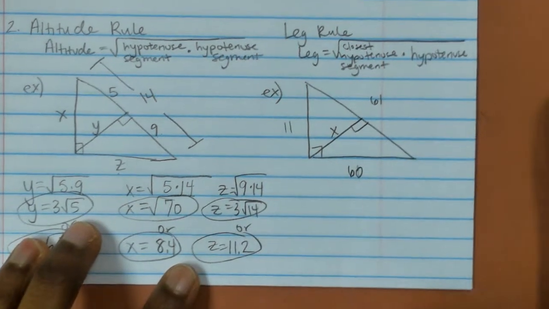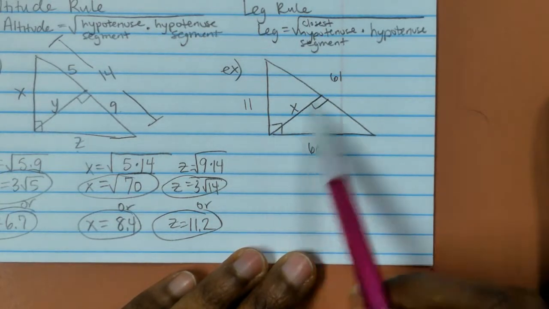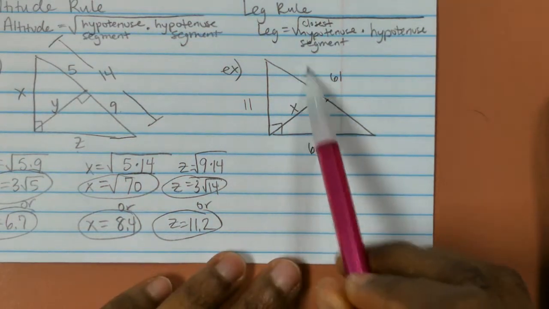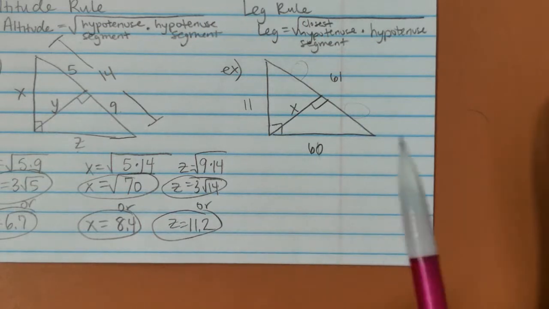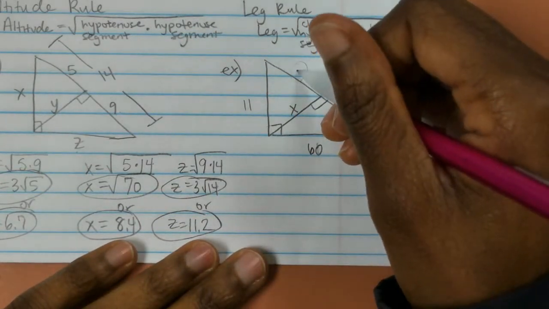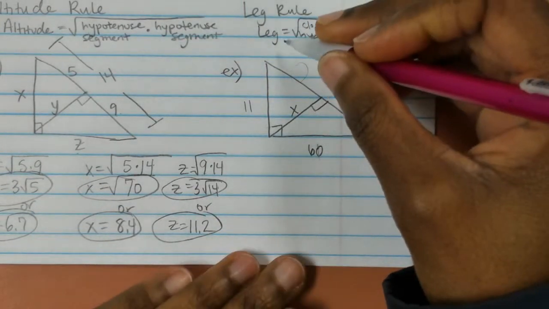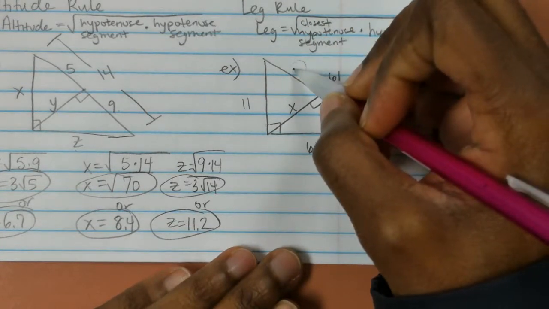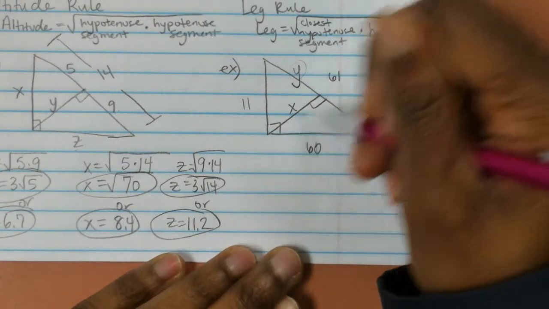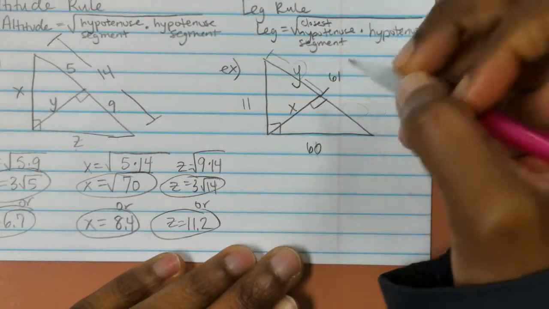Second problem, altitude rule. If I tried to do x first using the altitude rule, I'm missing the 2 segments I need. So I could do this problem using the leg rule. To do that, I'm going to first do the leg rule and then call this variable y, something other than x, because x has a particular answer for this problem, so I need to give this segment a different name than x.